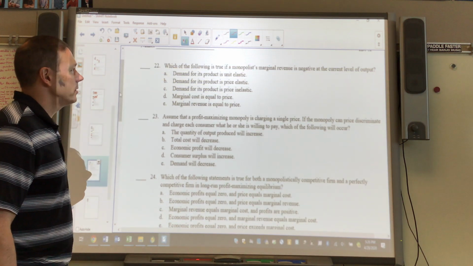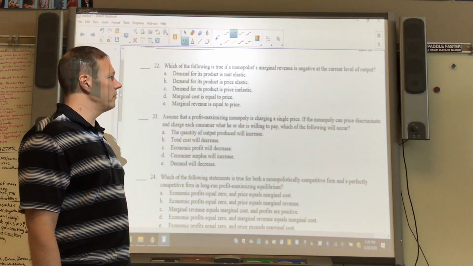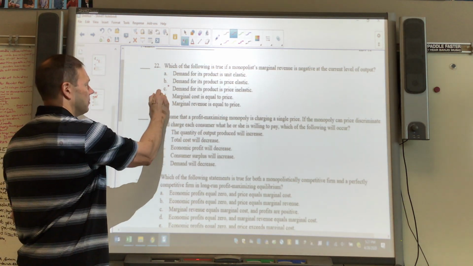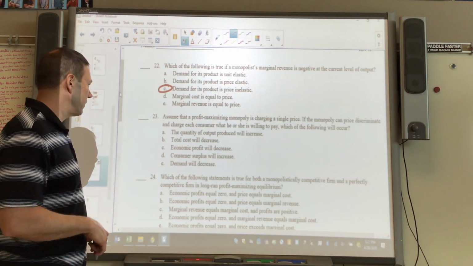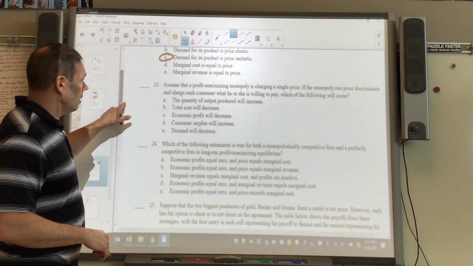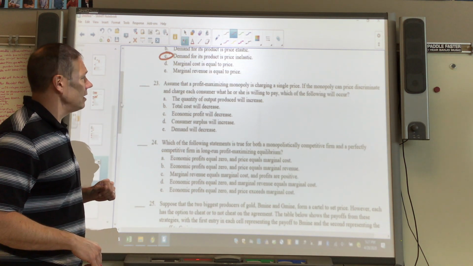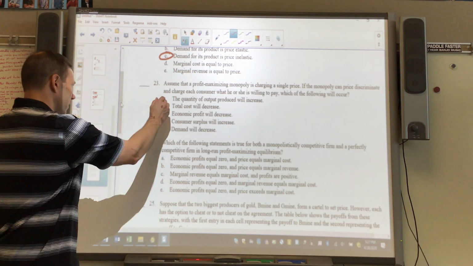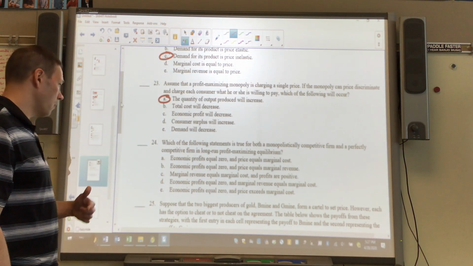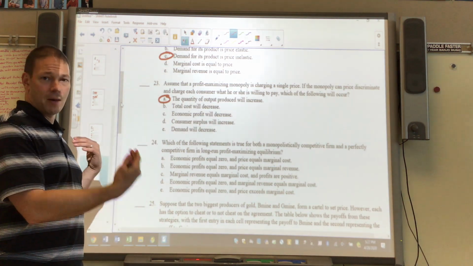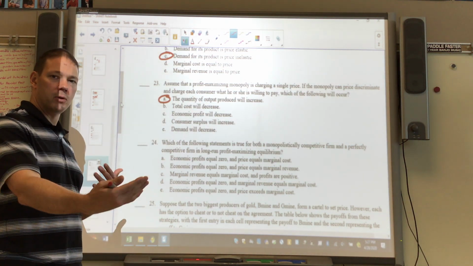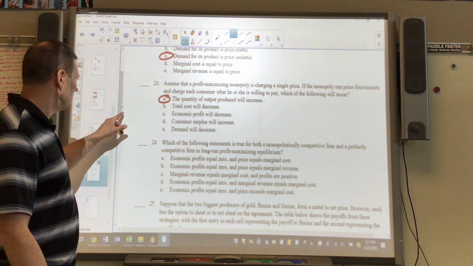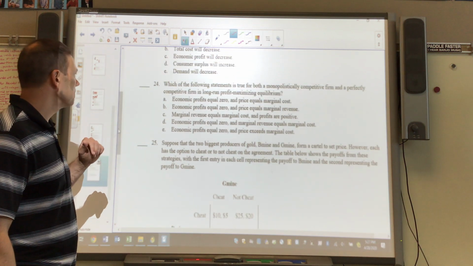All right, 22, which of the following is true? If a monopolist's marginal revenue curve is negative at the current level of output, and we said this a moment ago, negative, demand has to be inelastic. When MR is positive, that's when it's elastic. All right, you got a profit maximizing monopoly if they can price discriminate and charge each customer what they're willing to pay. I think we're going to find that A is going to be true. And that's kind of what we said a moment ago, where we said if the MR curve becomes the demand curve, remember they produce at the socially optimal output, and so they're going to produce more than they would normally, because under normal circumstances, they under-allocate.